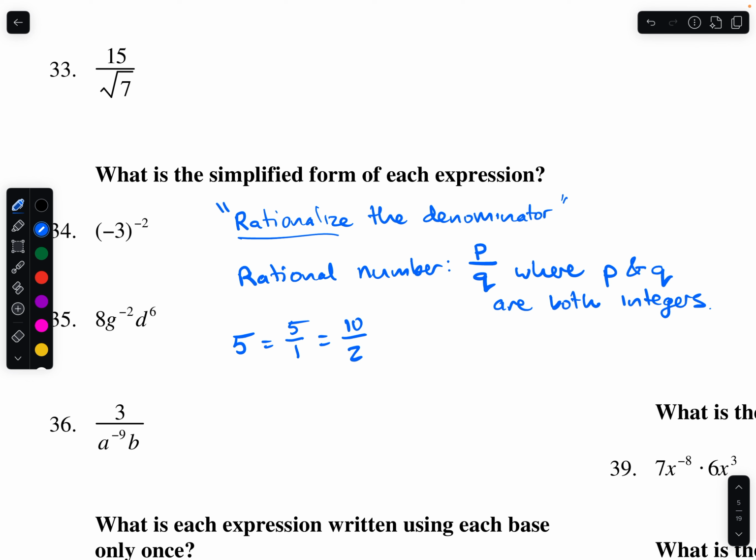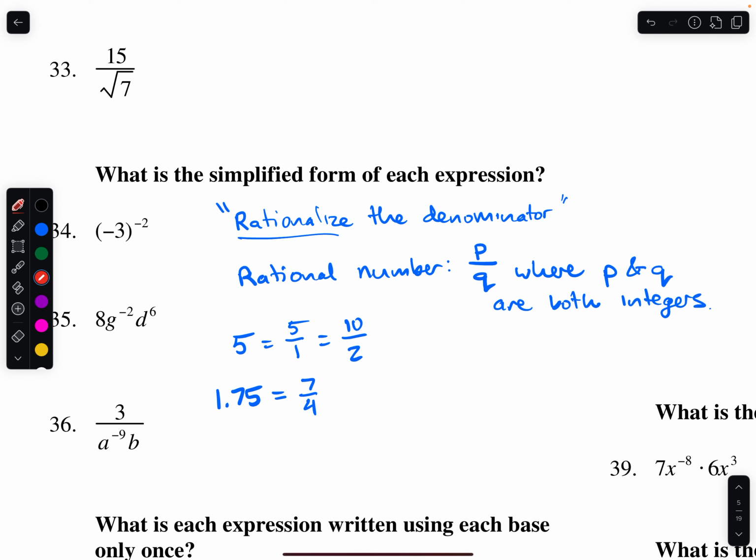And there's other ways to write 5 that look like rational numbers, but you only need to be able to write it one way. Another example of a rational number might be 1.75. Again, that doesn't look like P over Q, but we could write it that way. It's 7/4. And again, you can find equivalent fractions. That could be 14/8 or so on.